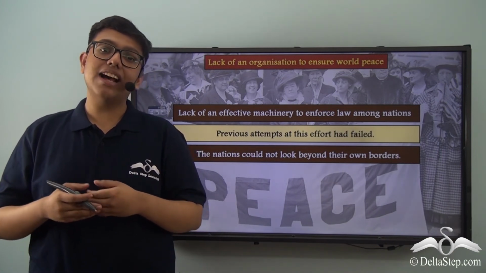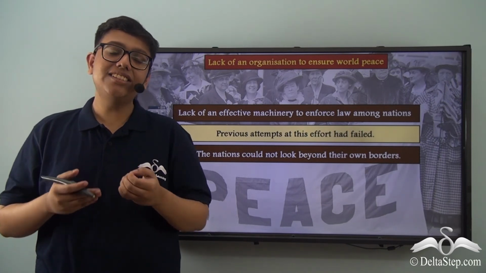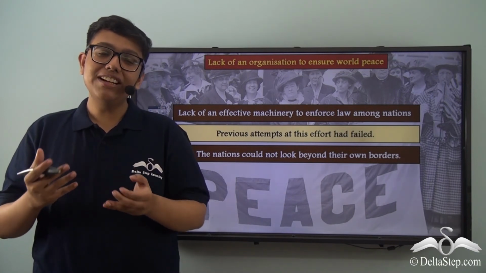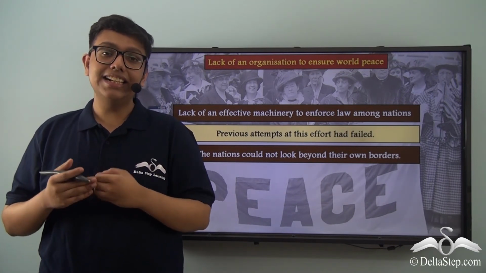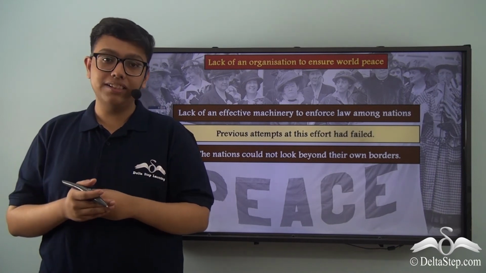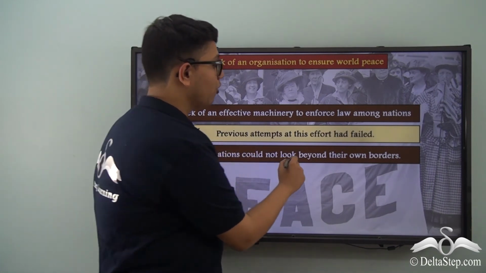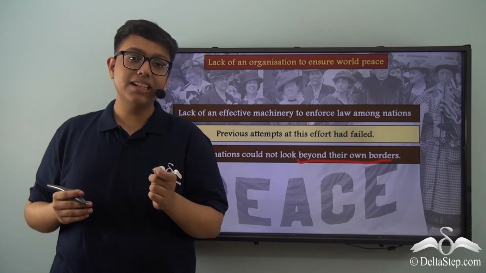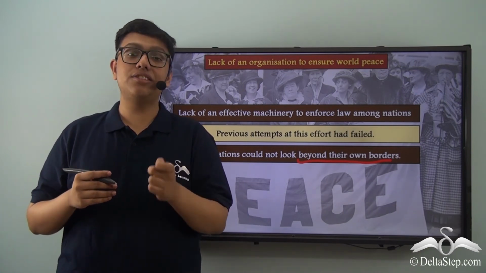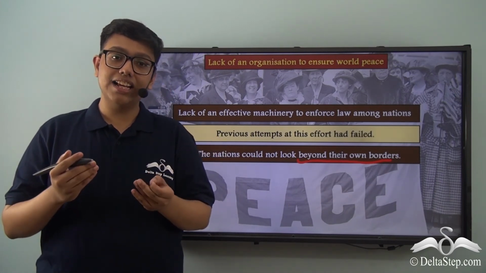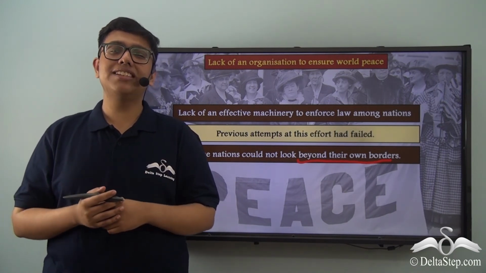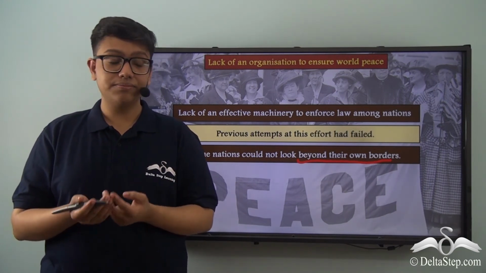We have seen that with the rise of aggressive nationalism, each nation felt that they were the best. Now, how can you expect these nations to even come together with this mindset? The nations in the pre-First World War period actually could not look beyond their own borders. They were self-absorbed. Take the case of USA, for example. USA pursued a policy of splendid isolation in which it only concerned itself with its own internal affairs and actually felt that world affairs were a waste of time and resources.